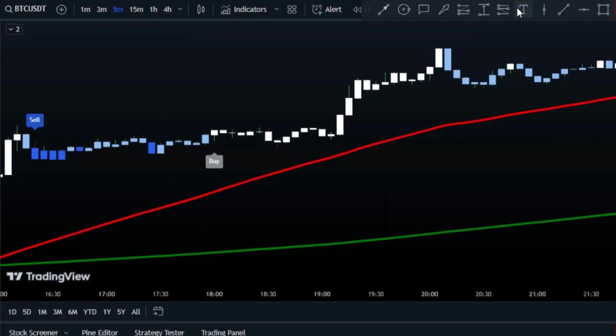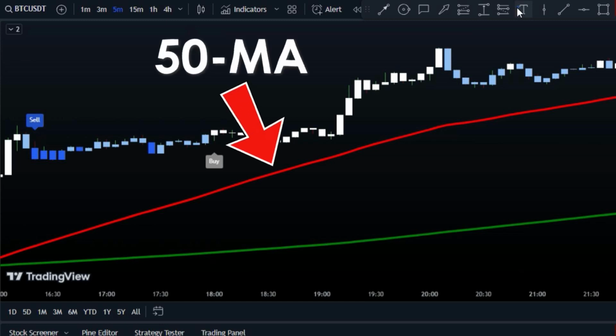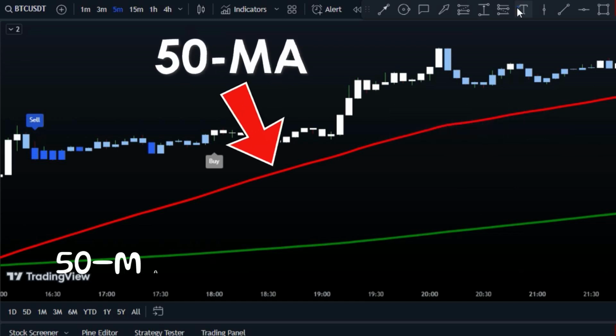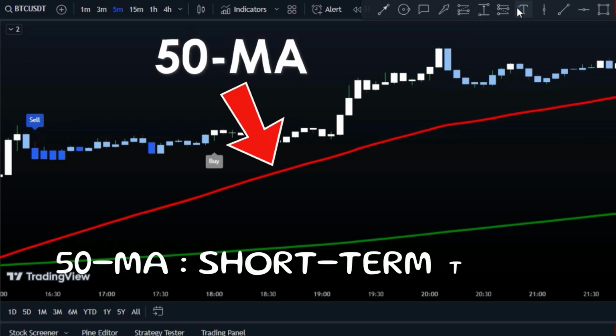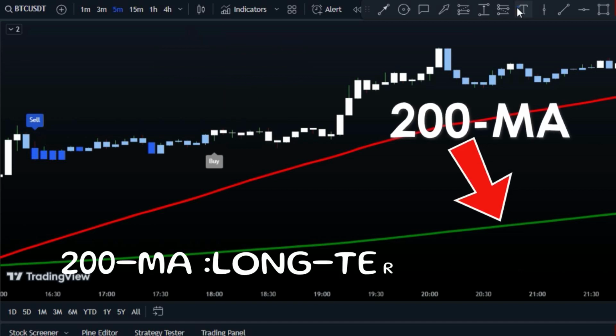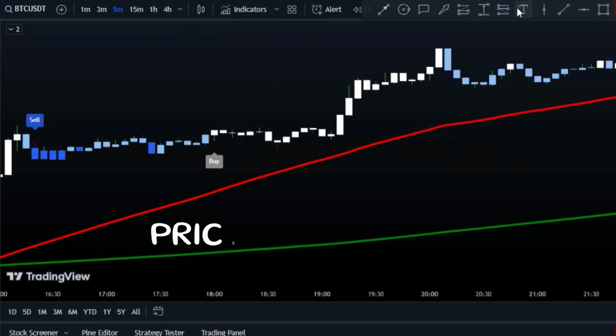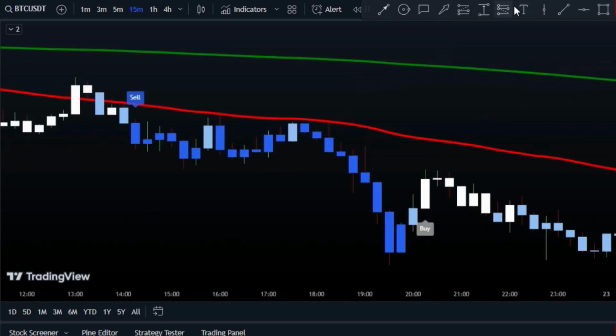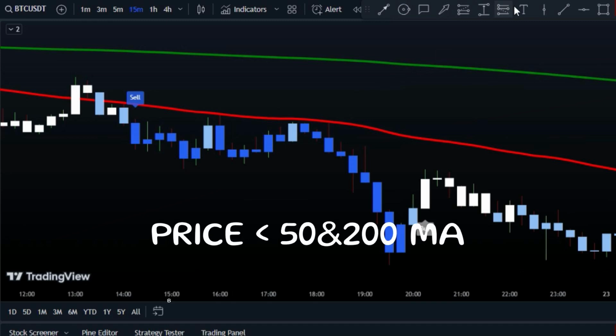This handy indicator includes two moving averages, the 50 and the 200. These moving averages help us identify the trend direction. To break it down further, the 50-period moving average reflects shorter-term price movements, while the 200-period moving average represents longer-term trends. When the price is above both, it suggests that the short-term and long-term trends are in agreement, pointing to a bullish or upward trend. Conversely, if the price is below both moving averages, it implies that both short-term and long-term trends are bearish or moving downward.